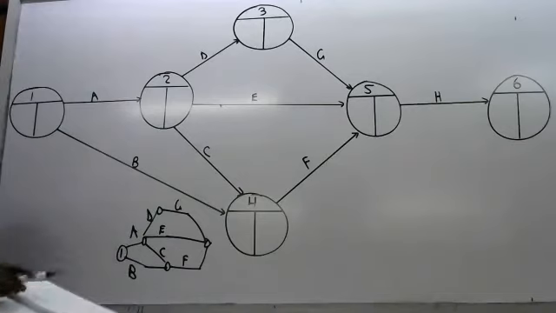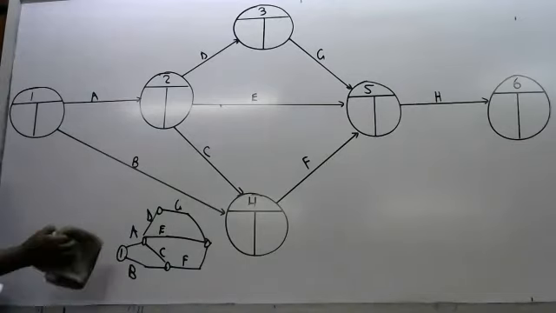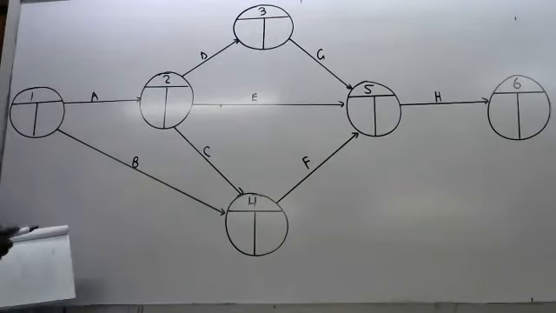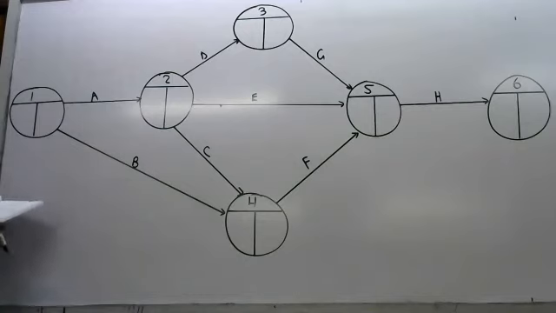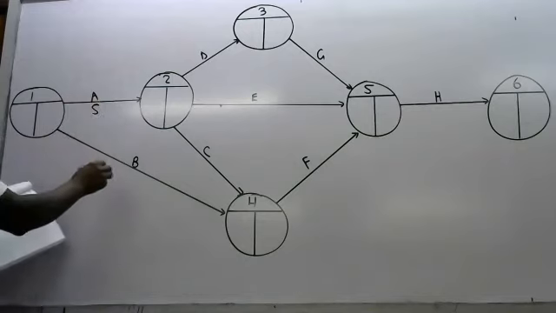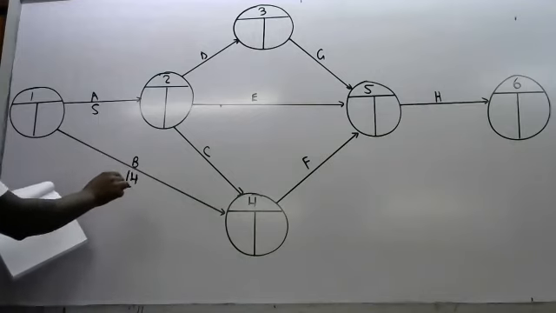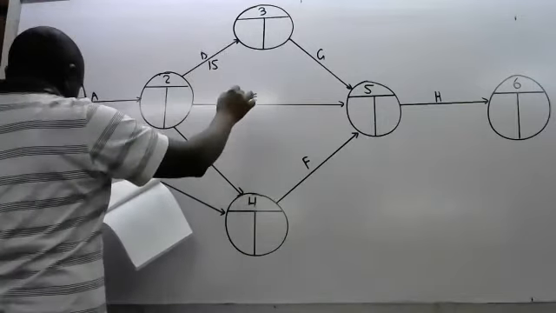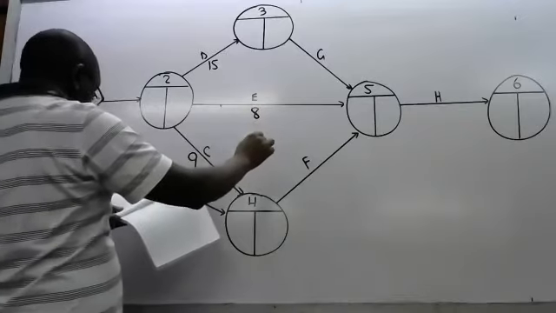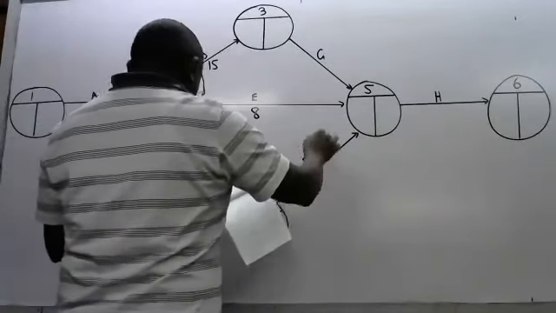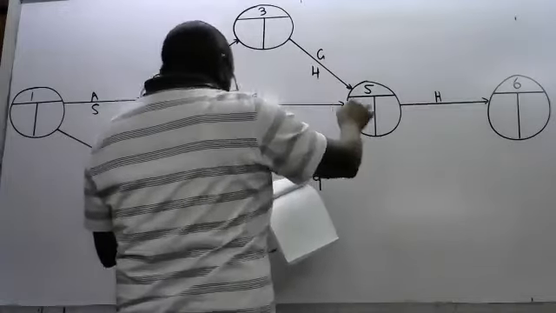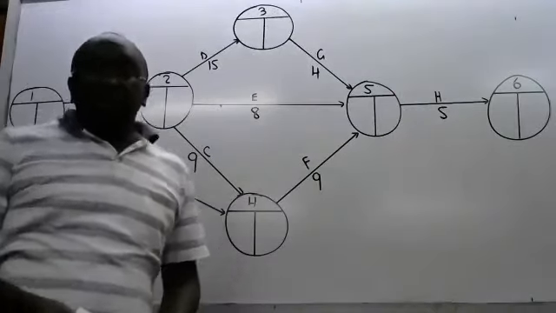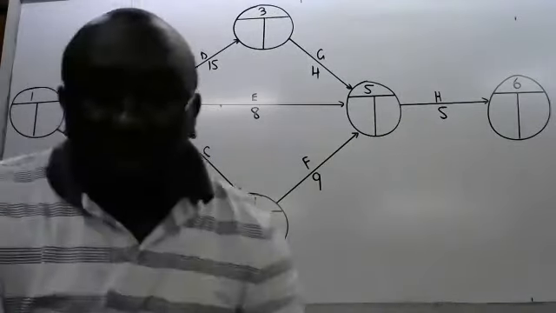So from my workings, let me give you the figures so that you tell me whether you agree or you don't. A, I got 5, B is 14, C is 9, D I got 15, E is 8, F is 9, G is 4, and H is 5. If you agree with those figures, you say agreed.